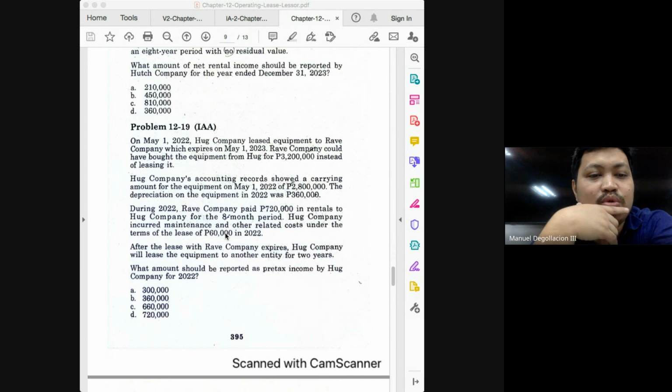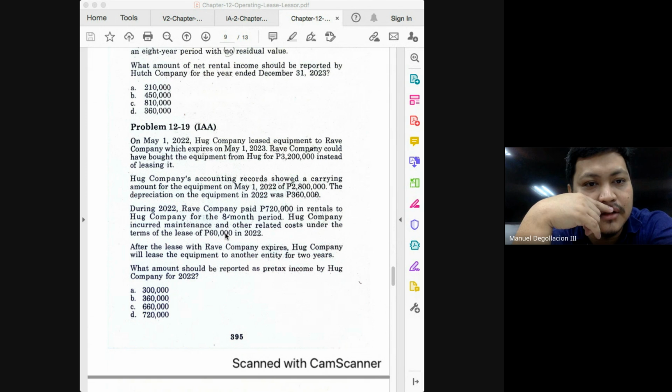During 2022, Rave paid 720,000 in rentals for the 8-month period. Then the lessor incurred maintenance and other related costs under terms of the lease of 60,000 in 2022. After the lease expires, the lessee will lease the equipment to another entity for 2 years. What amount should be reported as pre-tax income by the lessor?